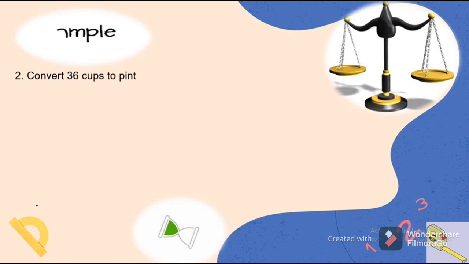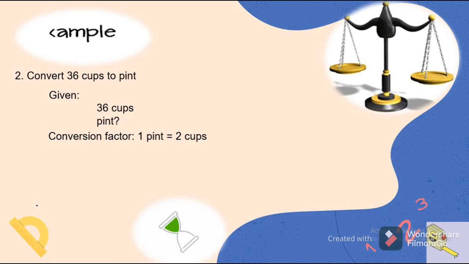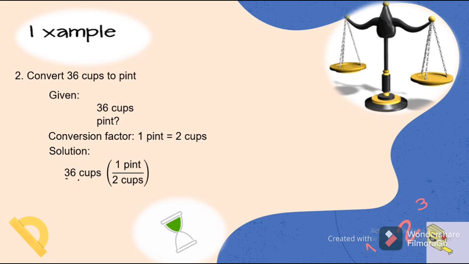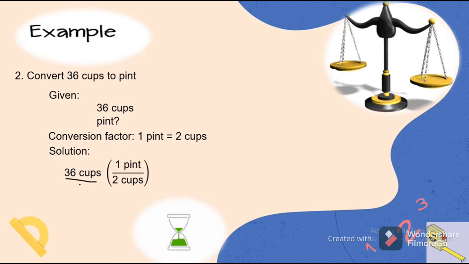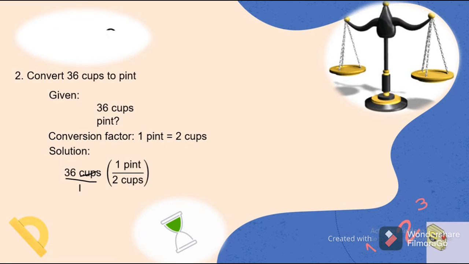Convert 36 cups to pints. First is to write down the given. We have 36 cups and we need to find the equivalent of cups in pints. Next is to identify the conversion factor. We will use 1 pint is equivalent to 2 cups. Solution. We start with 36 cups over 1. Multiply by a fraction, 1 pint over 2 cups, then cancel out cups.